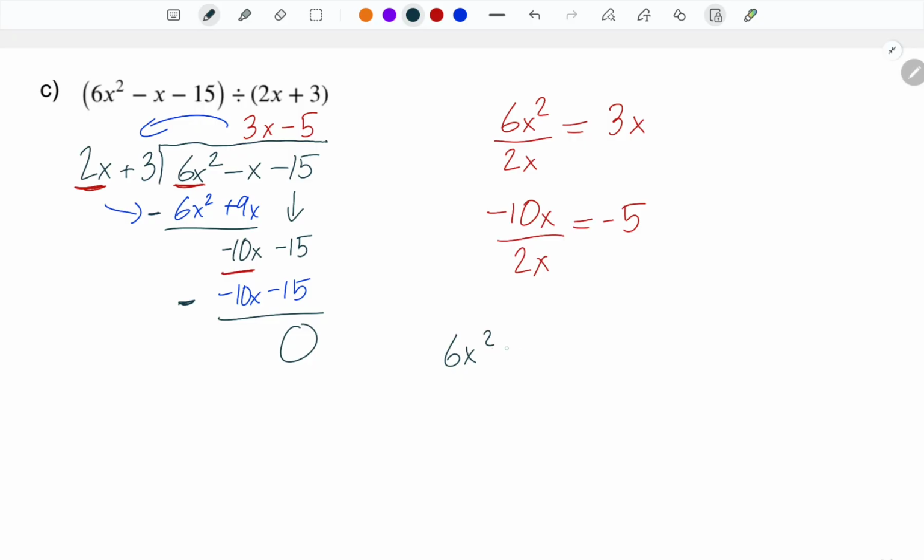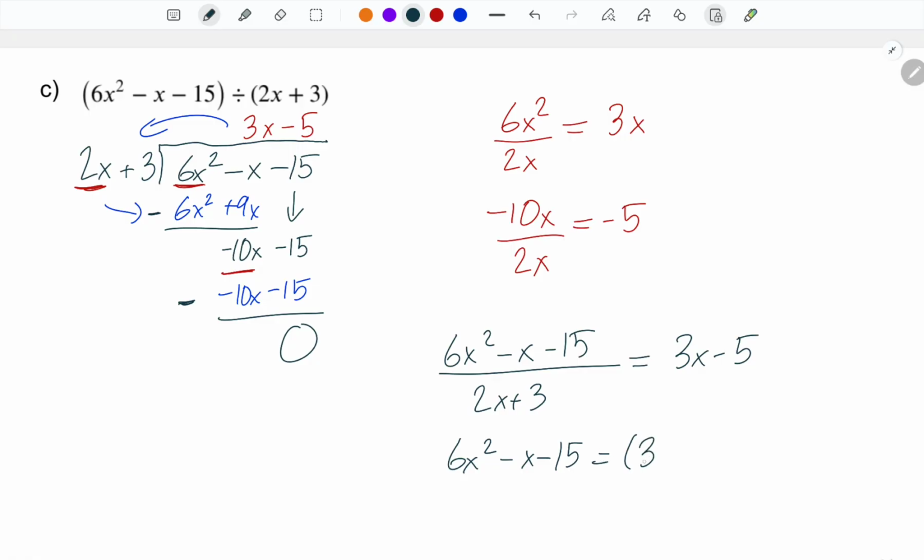What this means is, I'll write this out in a little bit of a different way. When you divide 2x plus 3, you just get 3x minus 5. If you multiply the 2x plus 3 back over to the right, that's where you get that multiplication statement. Or what you're actually getting is the factored form. 3x minus 5 times 2x plus 3 is 6x squared minus x minus 15.